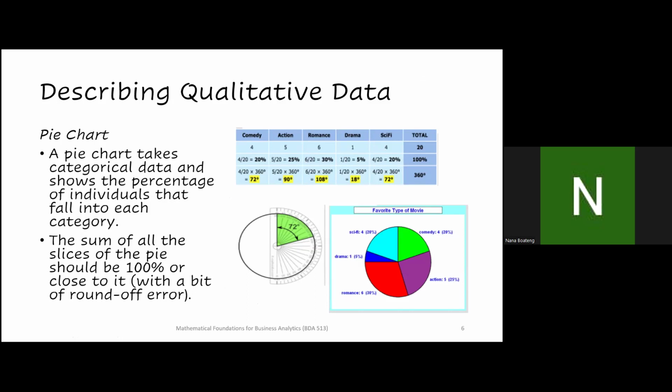Okay, you could also do it in terms of degrees. For a typical circle, we have 360 degrees. So if you want to find out the proportion of comedy, instead of multiplying it by 100, it is 4 over 20 times 360.